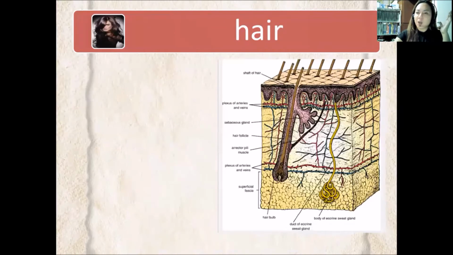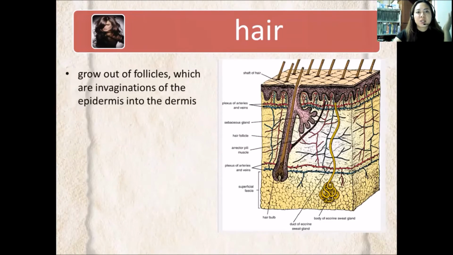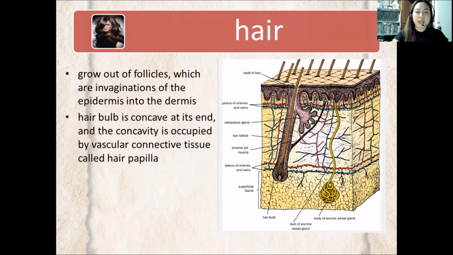Okay? How about the hair? So, the hair grows out of follicle. So, gaya nito, di ba? You have hair. You have here the hair follicle, no? And you have here the hair bulb. Okay, it grows out of follicles which are invaginations of the epidermis into the dermis. The hair bulb is concave at its end, okay? And the concavity is occupied by vascular connective tissue called the hair papilla.